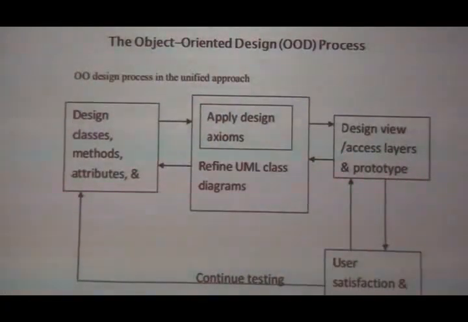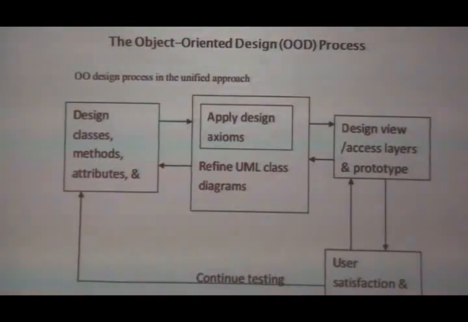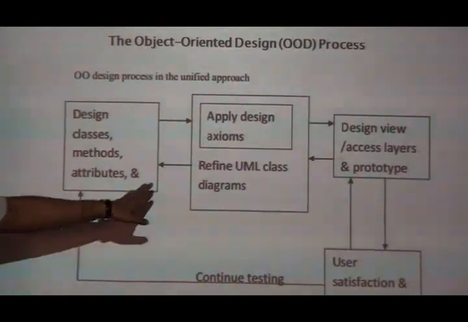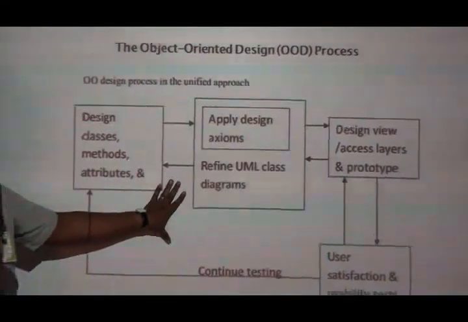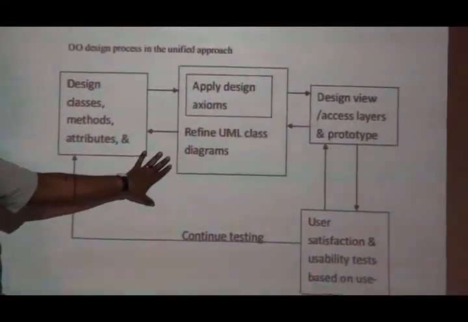The next one, the object-oriented design process. Here we are going to apply the design axioms identified during the analysis phase. What do we mean by axiom? An axiom is a fundamental truth. There are two types of axiom: the independence axiom and the information axiom.